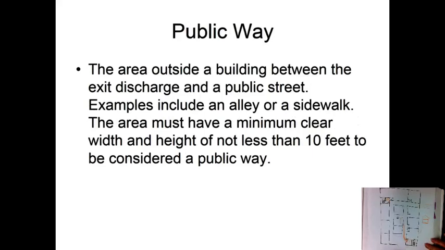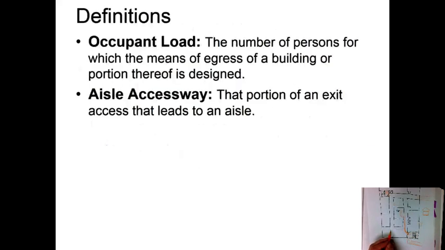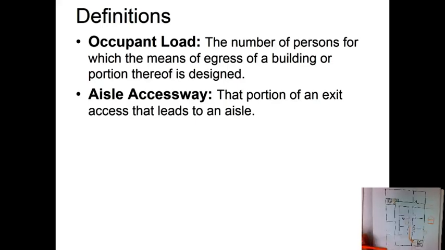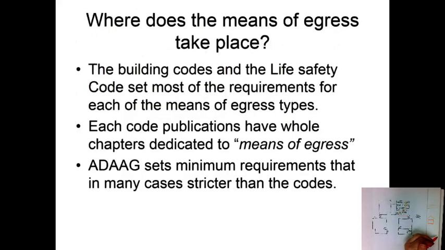Public way, once we got out of the building here, okay, there may be a sidewalk or something for our public way for us to be able to get to a safe passage. Occupant load, remember, the number of persons for which the means of egress or building portion thereof is designed. And then aisle accessway, that portion of exit access that leads to an aisle. So back to there, we've got to make sure we have adequate spacing for someone to get out, adequate spacing between the tables for you to be able to get out.